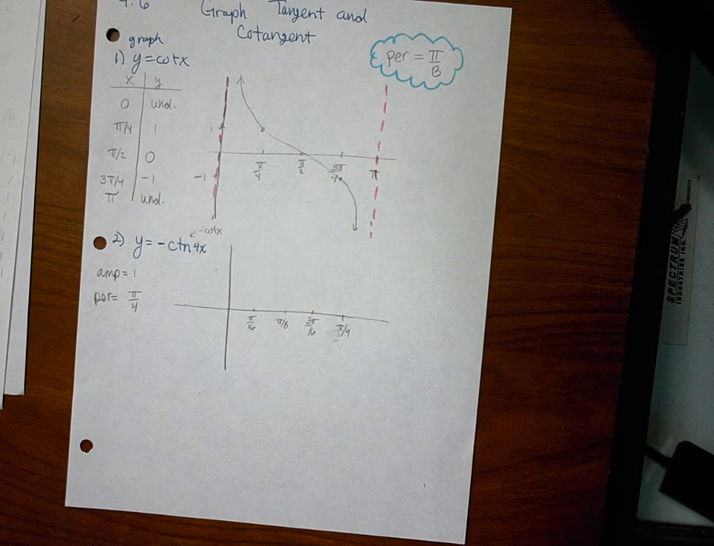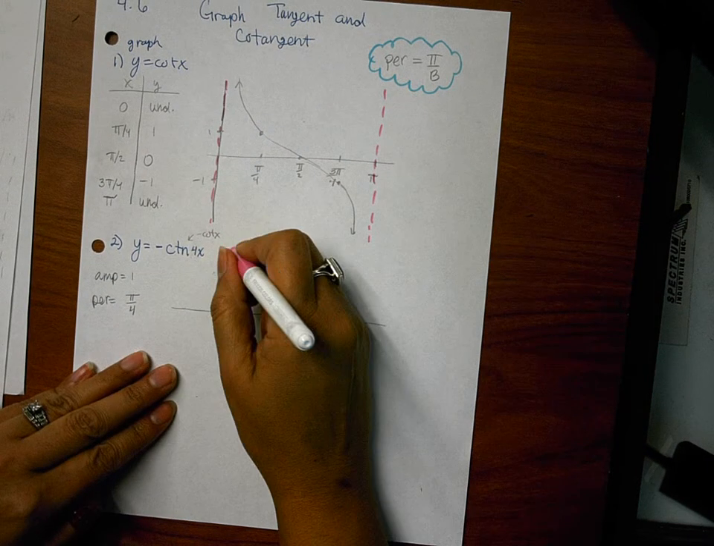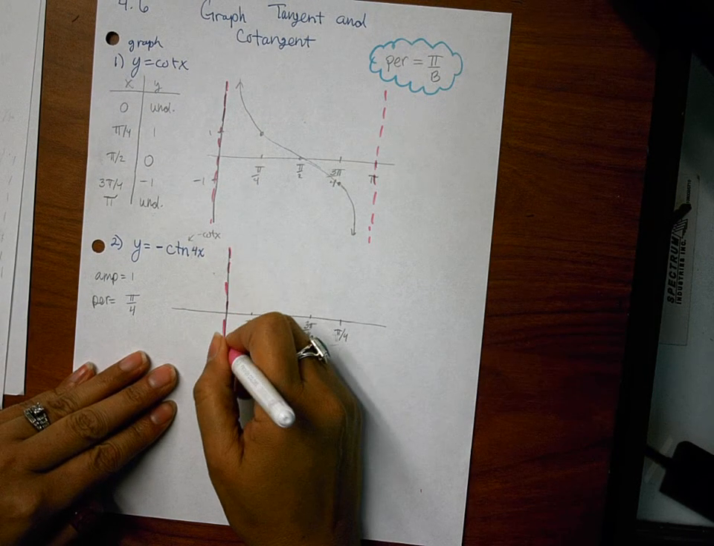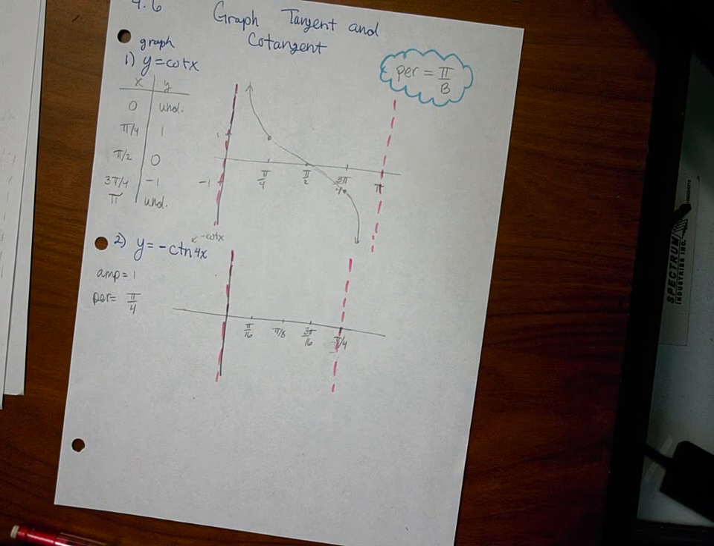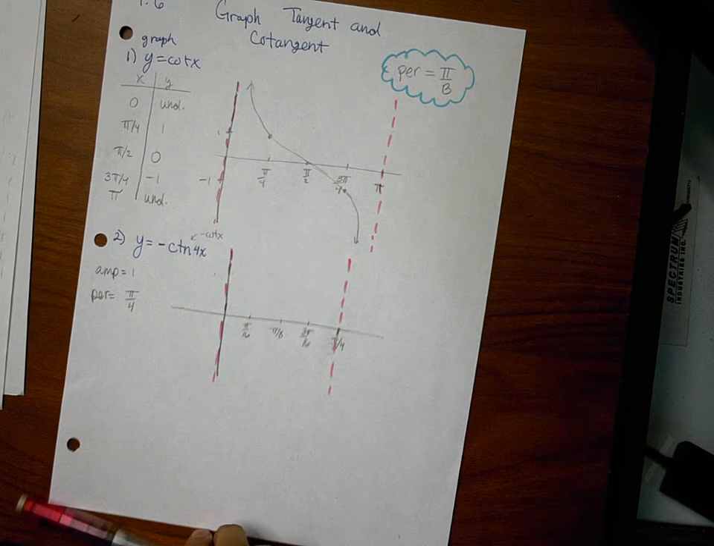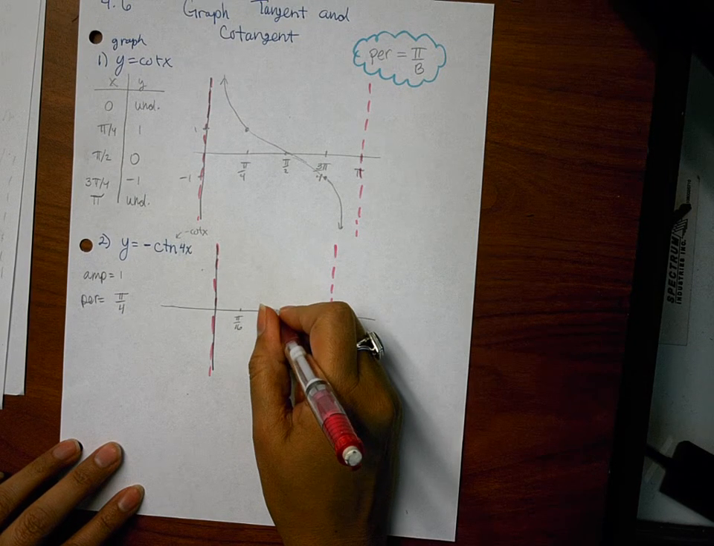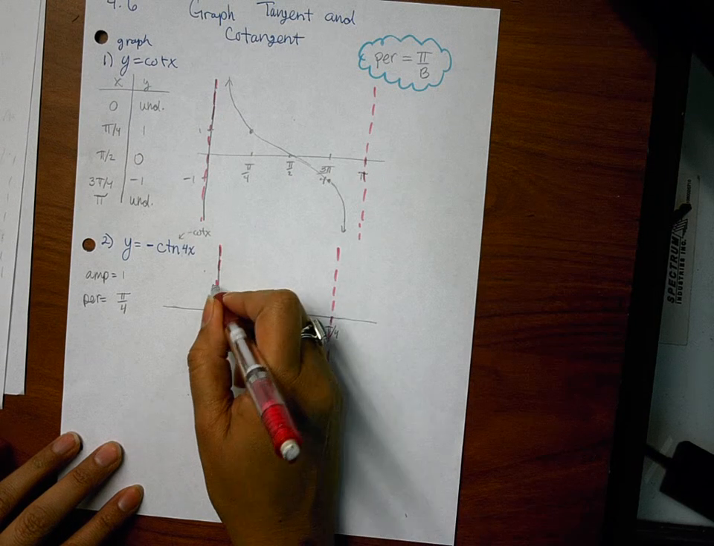All right. And I know my start and end is always going to be my undefined. And because it's negative, the only thing that changes is it reflects across the x-axis just like it has in the past. So this is still 0. This one becomes -1.